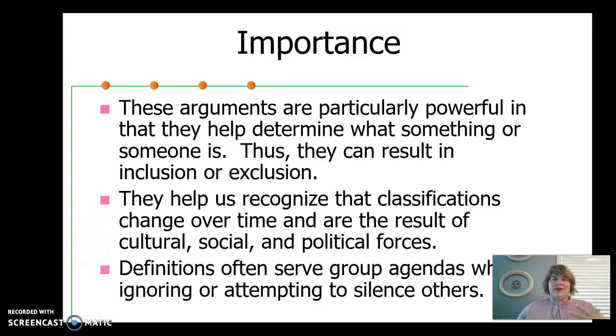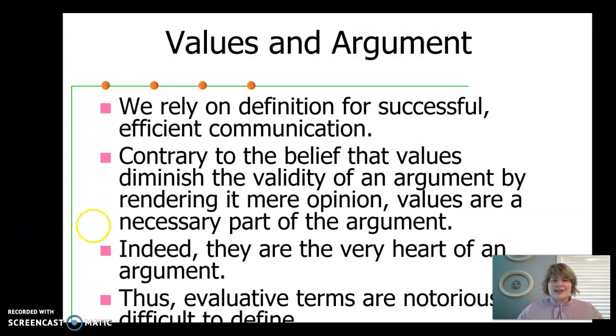So that's just a little bit about the importance of definition argument and why I think it's important for students to write a definition argument, even though it seems to be the one that students struggle with the most. So let's move on to the next slide here.